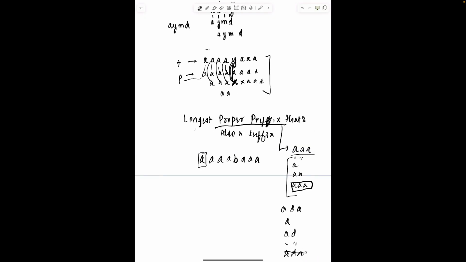Longest proper prefix that's also a suffix, for each length. So this is a prerequisite for KMP. We'll get to how to build it, but building this LPS array is a prerequisite to KMP.